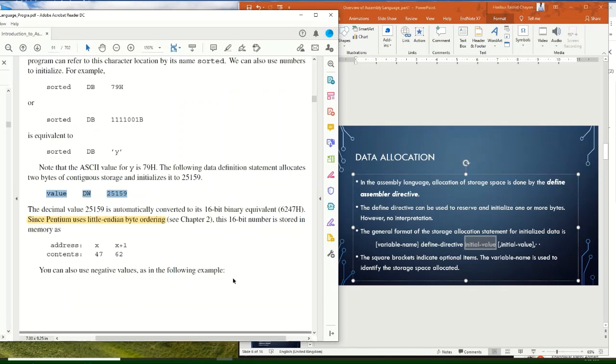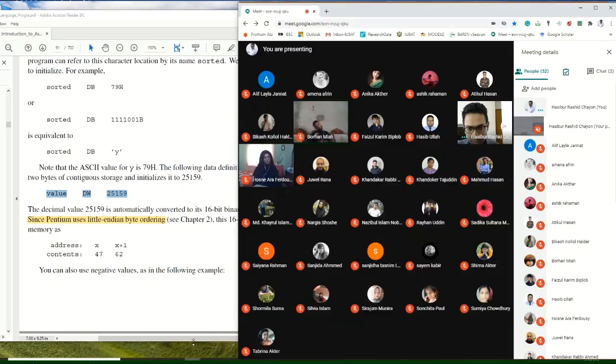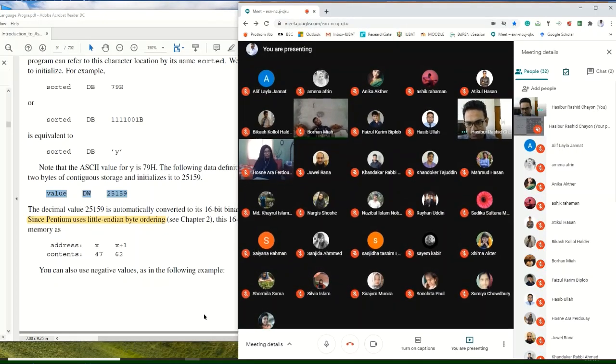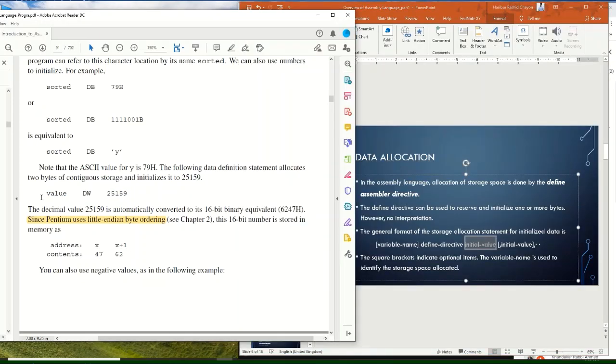This example shows that this is our variable value. This is the define word. That means we are going to allocate a word, and word means 2 bytes. We are allocating 2 bytes into the memory, and this is the number, the initial value of that variable.